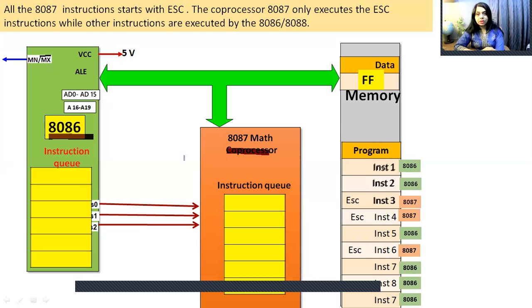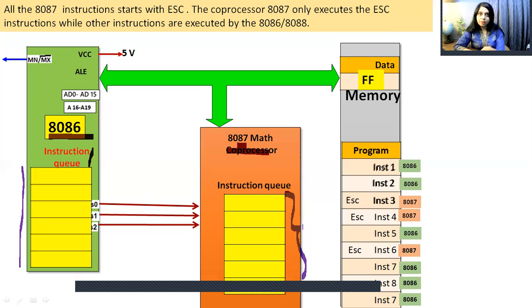Now let's assume the simple connections are shown here. Now we know that in 8086 there is an instruction queue. You can see here this is the instruction queue of the 8086 microprocessor. Similar to 8086, the 8087 maths coprocessor also has its own instruction queue.